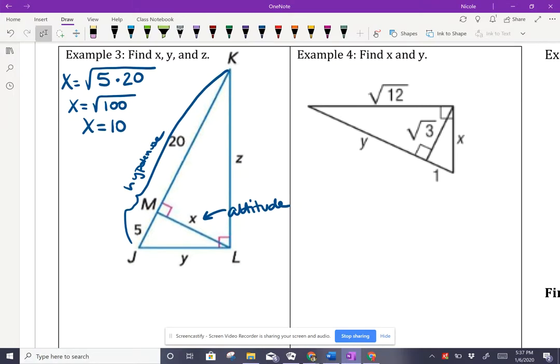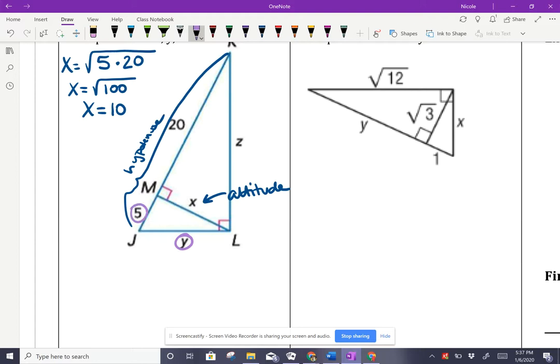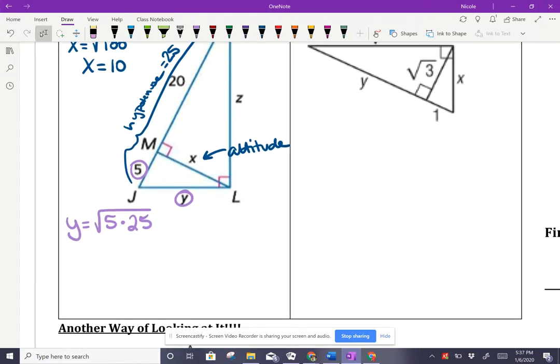Now we're going to look at y and z. I'm going to start off with y. So y is adjacent to the side 5. So y is going to be equal to the geometric mean of 5 times, we're going to use the entire length of the hypotenuse. The hypotenuse is a grand total of 25. So 5 times 25. Now, I don't want to go through and multiply 25 times 5 and then go through and break them down again. I know 25 breaks down into 5 and 5.